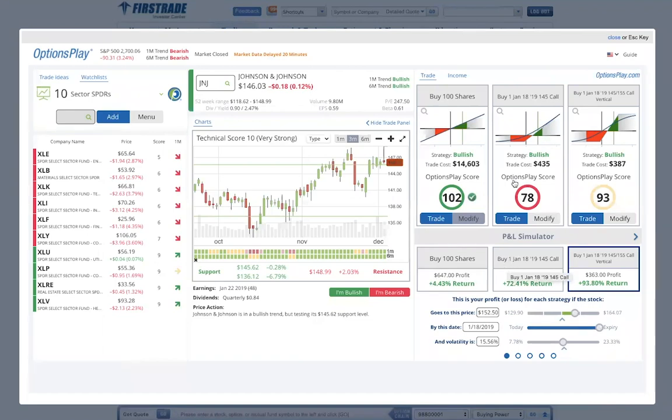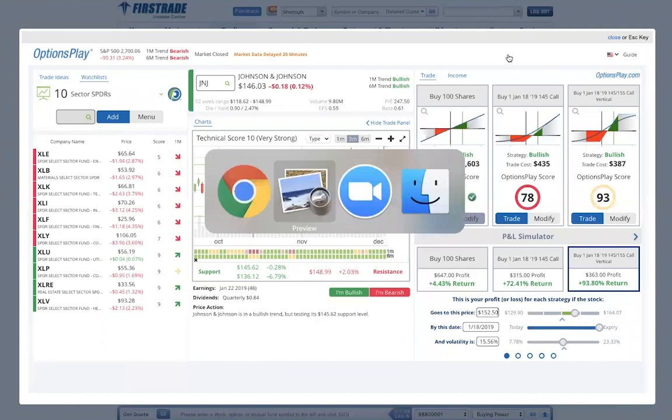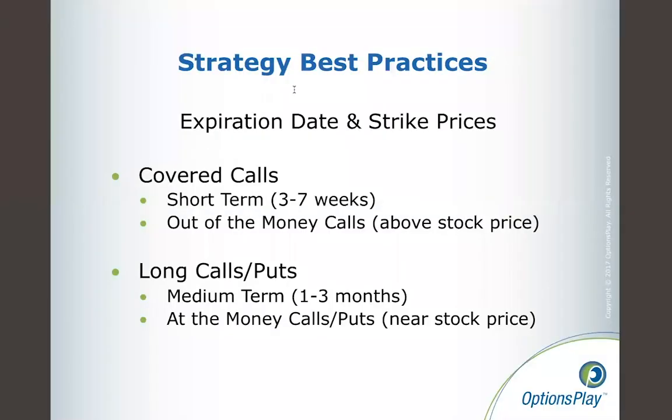This is all designed to make your life a lot easier, so that not only do you have starting points, you actually have access to tools to help you make those decisions confidently. So we're going to jump back to the slides, and I'll come back to the Options Play tool in a second. I want to talk you guys through these best practices for where to start.